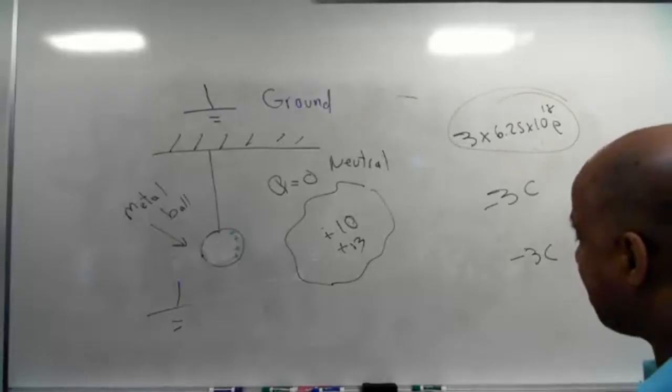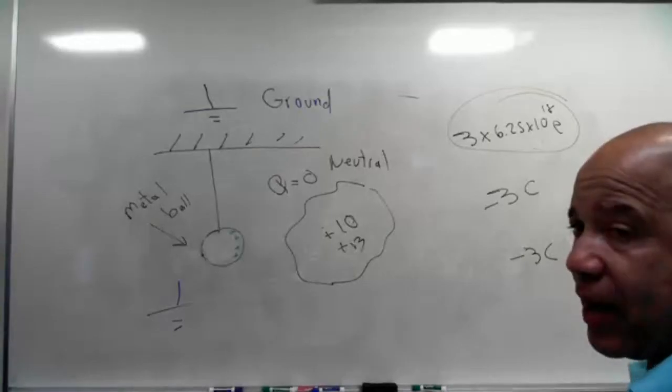So if I added electrons, if we add 3 electrons to positive 10, we will get positive 7 coulombs, right? Yes, that's right. So taking away electrons means more positive, and if we add electrons, we get less positive. That's exactly right. Yes.